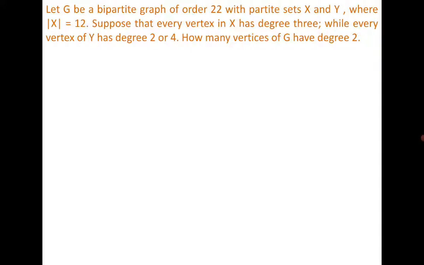The last one says: let G be a bipartite graph with partite sets X and Y such that the order of X is equal to 12 and the order of Y is equal to 10. There are 12 vertices in X, 10 vertices in Y. And if there is an edge, then it has one endpoint in X and the other endpoint in Y. Now it is given that every vertex in X has degree 3, while every vertex of Y has degree 4. So how many vertices of G have degree 2?